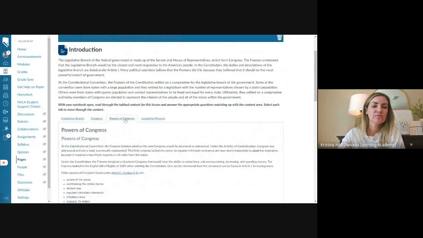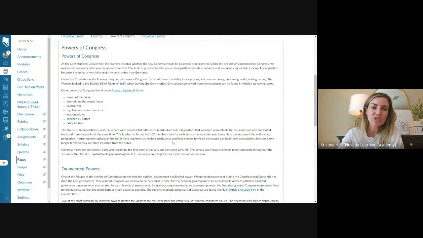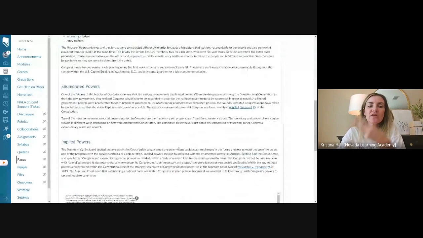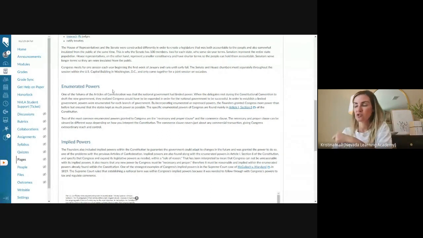All right, let's go to powers of Congress. So what powers does Congress, aka the legislative, have? So this is talking about the House and the Senate. Because remember, Congress and legislative, those are 2 terms used to talk about the same 2 chambers. Okay, so what are their responsibilities? There's 2 types of powers. There's enumerated and there's implied. So enumerated means literally written in the Constitution. Implied means that it's assumed, okay? It might not be written down, but it's assumed.